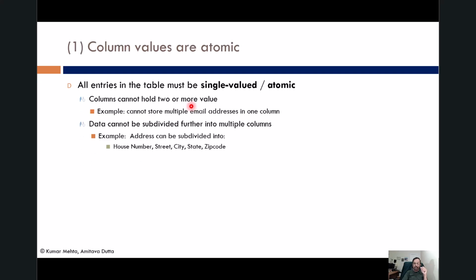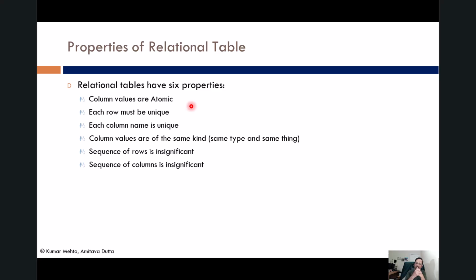All that means, we will see what we mean by atomic. I think intuitively you can get what the word atomic means: that the values in every cell of the table cannot be subdivided any further. That's what the word atomic means. So there shouldn't be composite values in any cell.